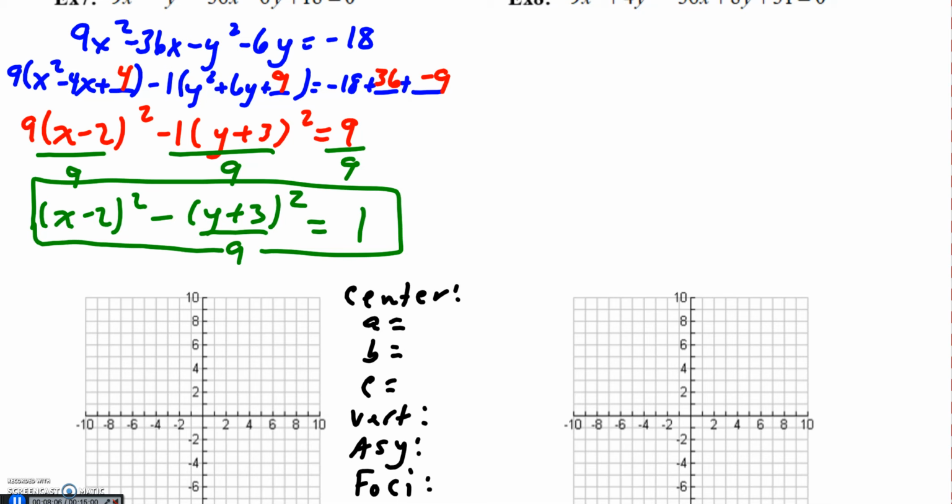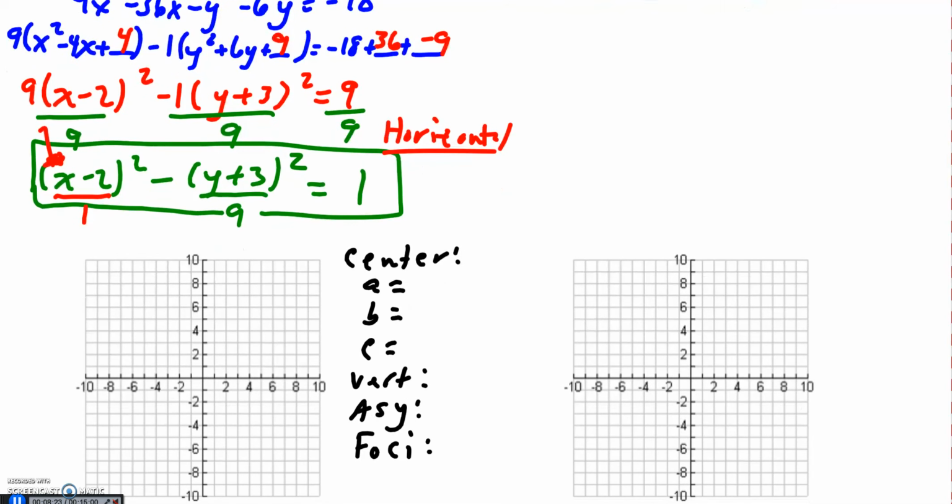If we would like to graph this hyperbola, I'm going to go right into it. This is technically over 1. And because this term in a hyperbola is positive, I know that this is a horizontal hyperbola. So if I find my key information, I listed some when you were working on that. My center would be at 2, -3. So I'm going to graph that.